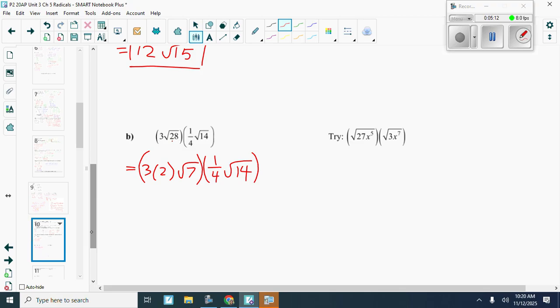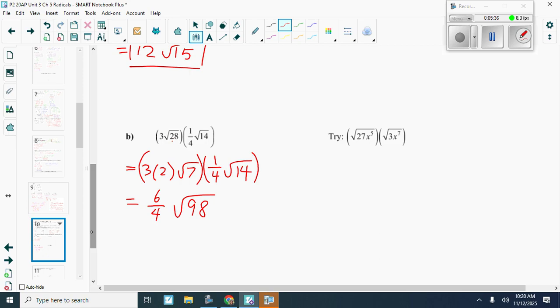We just have to remember how to multiply fractions, right? So we would end up with 6 times 1/4. We're going to put it like that for now, and we'll simplify it at the end. And then we're doing 7 times 4. 7 times 4 will give us the square root of 98. Can we simplify that?